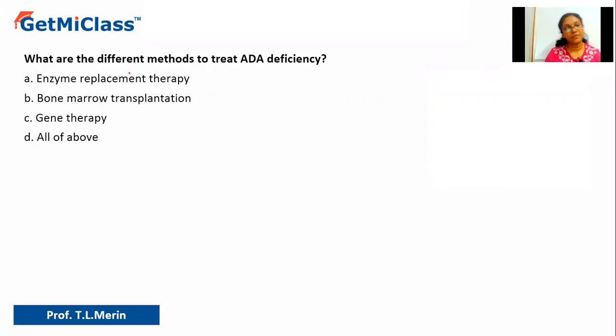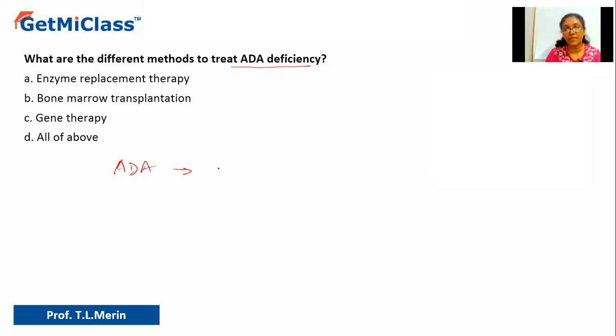So let us understand the question. It says, what are the different methods to treat ADA deficiency? Now, what are they asking about? They're asking about different methods to treat what? ADA deficiency. So what is this ADA first of all?